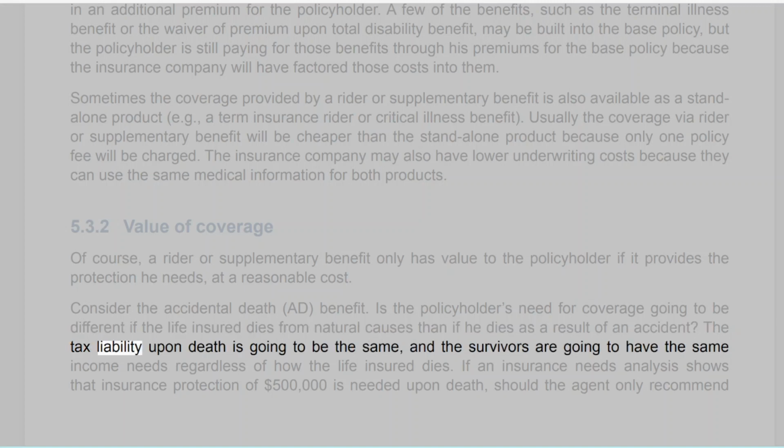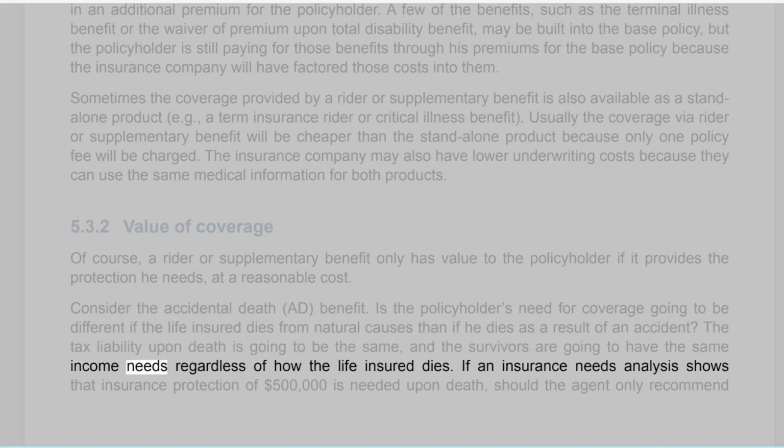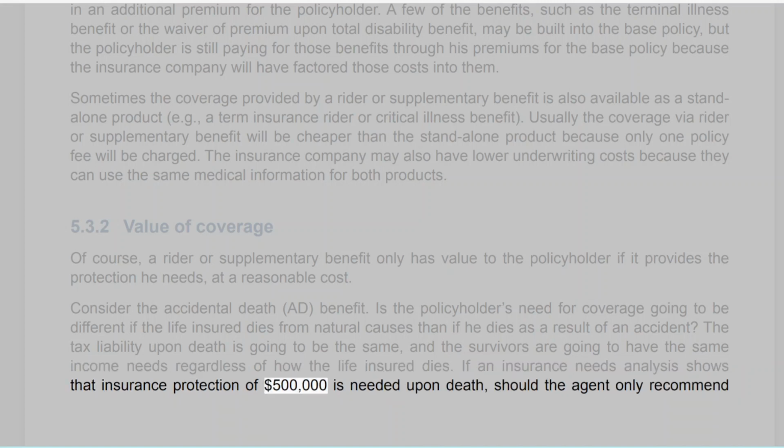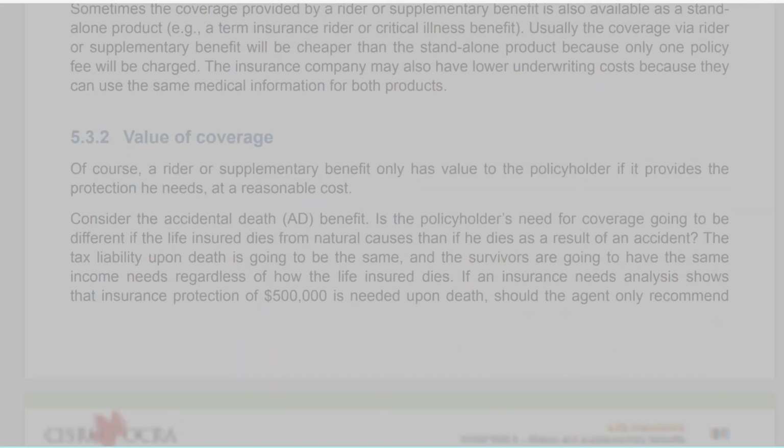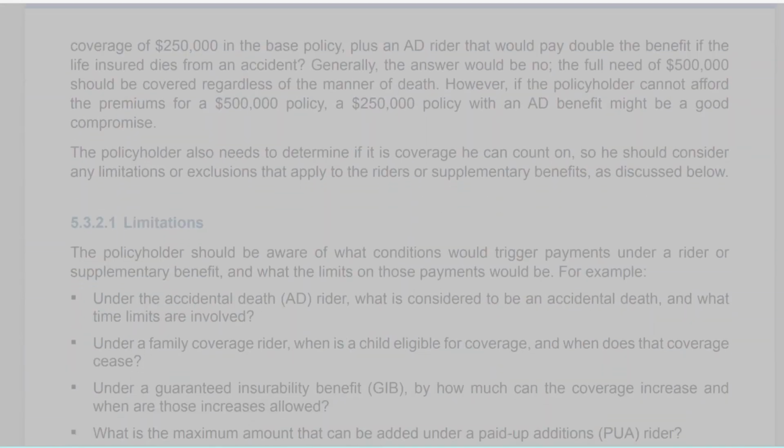The tax liability upon death is going to be the same, and the survivors are going to have the same income needs regardless of how the life insured dies. If an insurance needs analysis shows that insurance protection of $500,000 is needed upon death, should the agent only recommend coverage of $250,000 in the base policy, plus an AD rider that would pay double the benefit if the life insured dies from an accident?